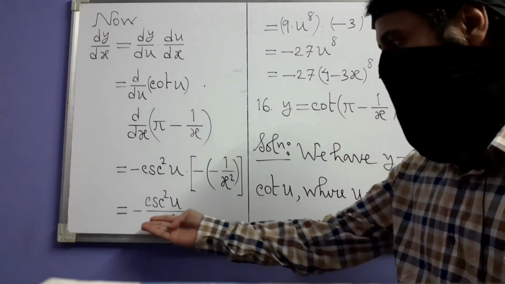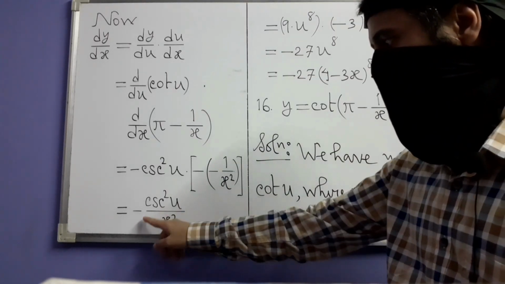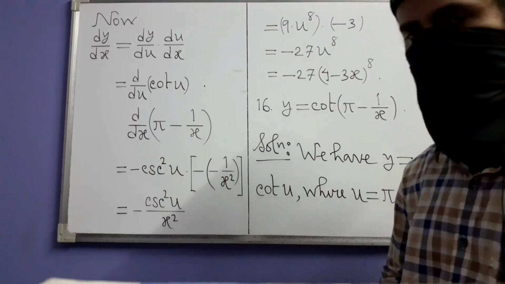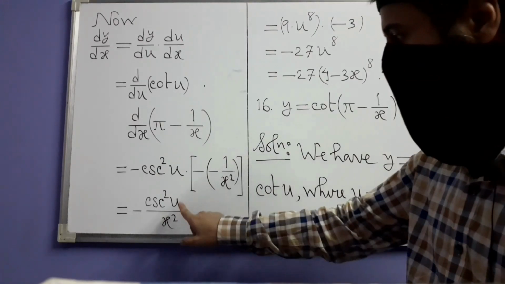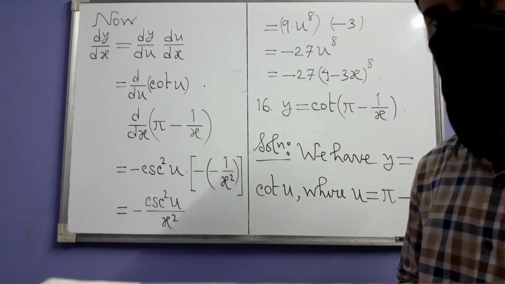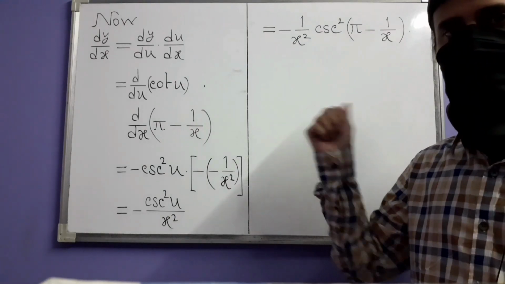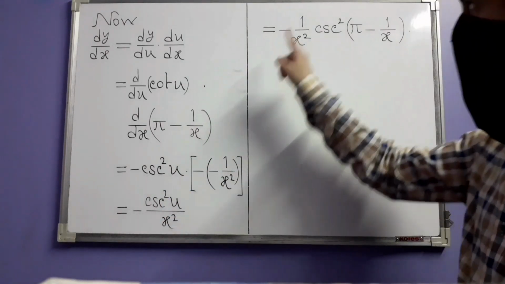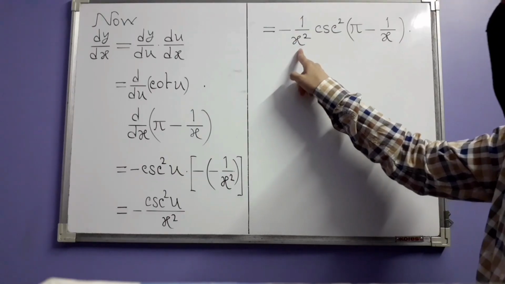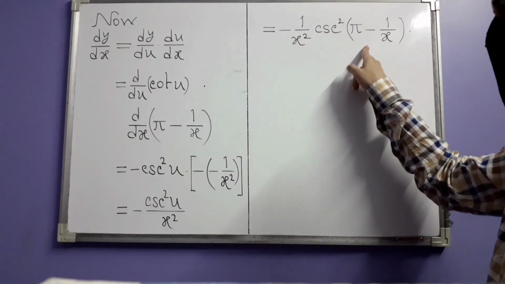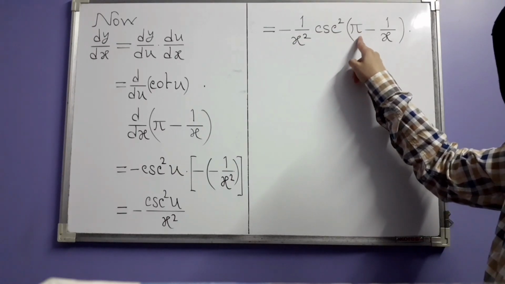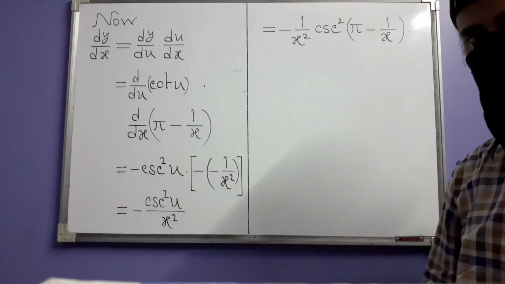So that means ultimately this is your derivative, minus cosecant square u divided by x square. But keep in mind, you have to write what u is. So we need to write one more line. So this is the final answer: minus 1 divided by x square times cosecant square of u, that means cosecant square of pi minus 1 divided by x.